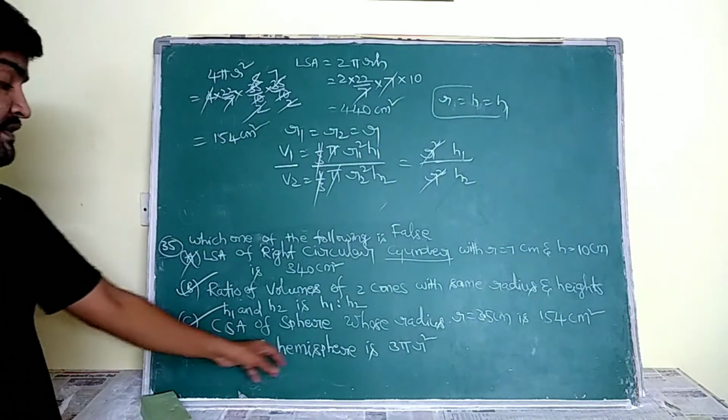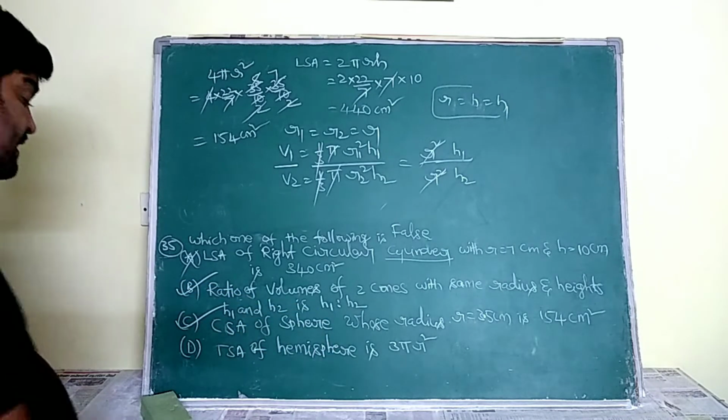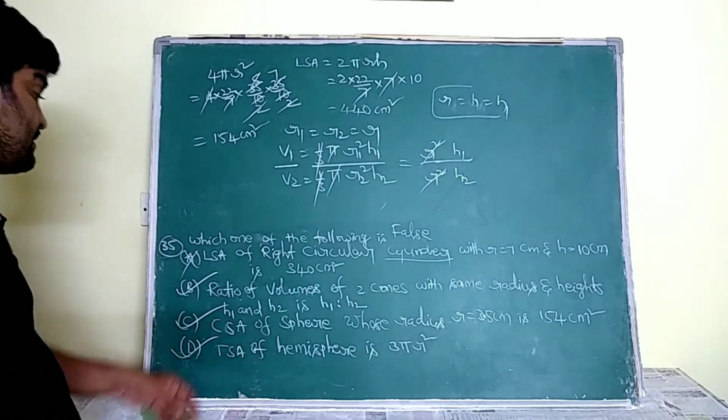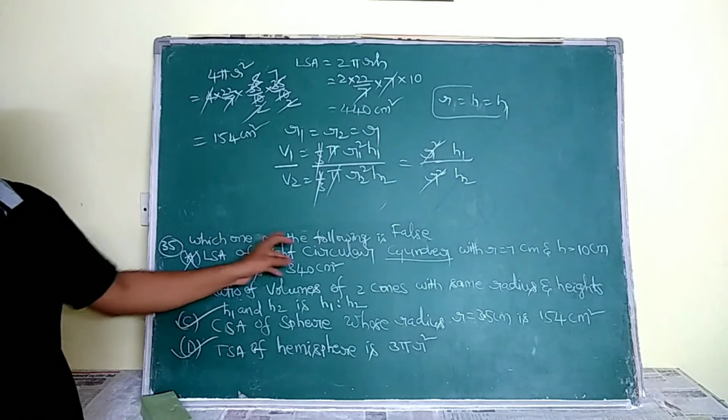We know the total surface area of the hemisphere is equal to 3 pi r square. So it is also correct. Then the first statement is false.